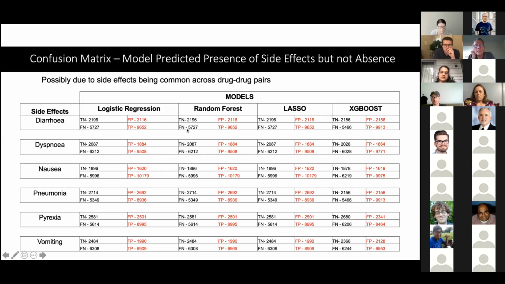All these models again predicted approximately the same amount of true positives and true negatives, and there was a high amount of false positives and also a high amount of false negatives. Again, this is probably because I selected for the most common side effects for the drug-drug pairs.